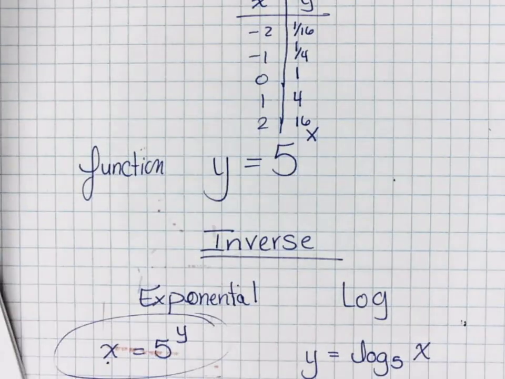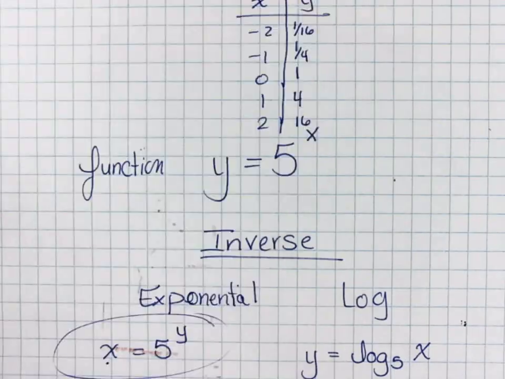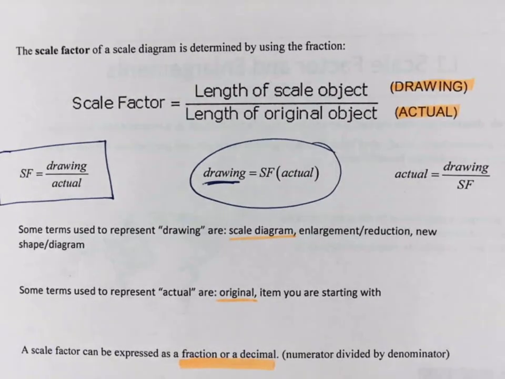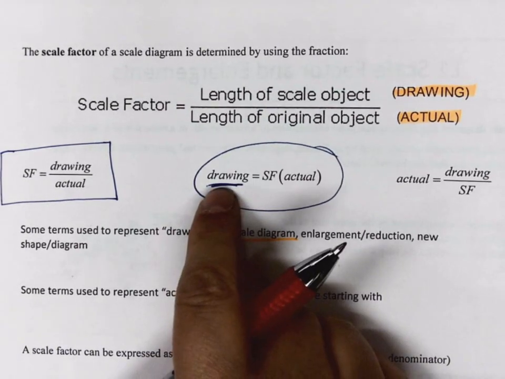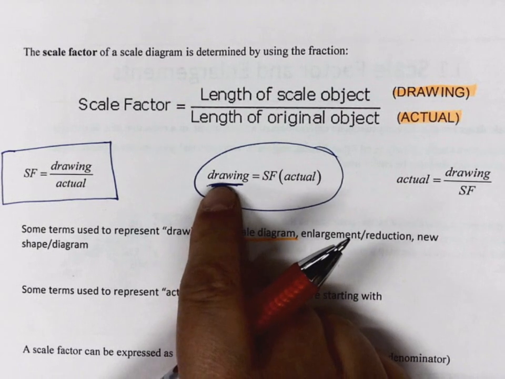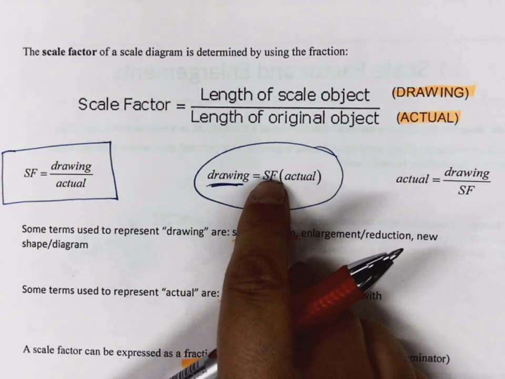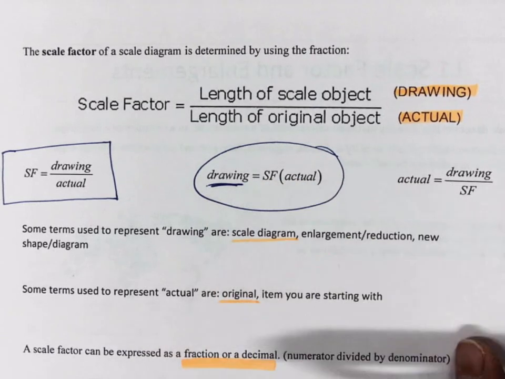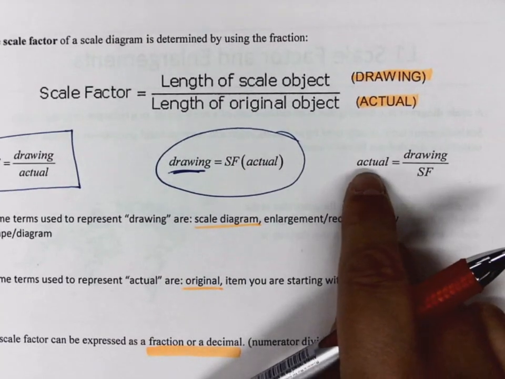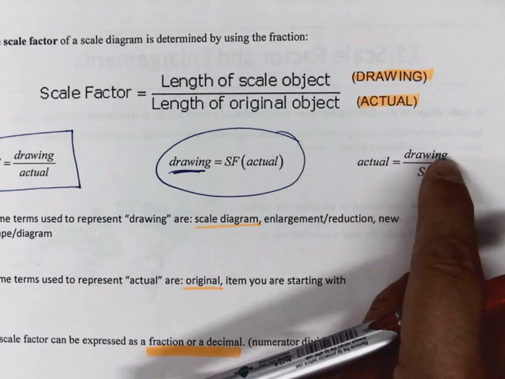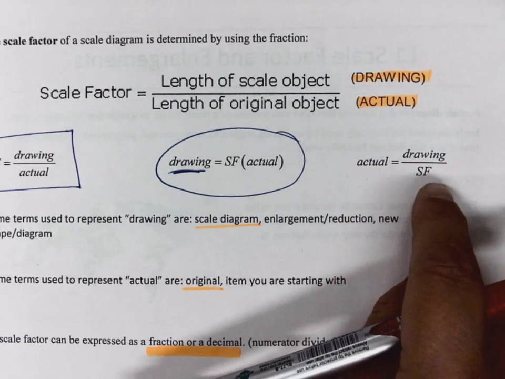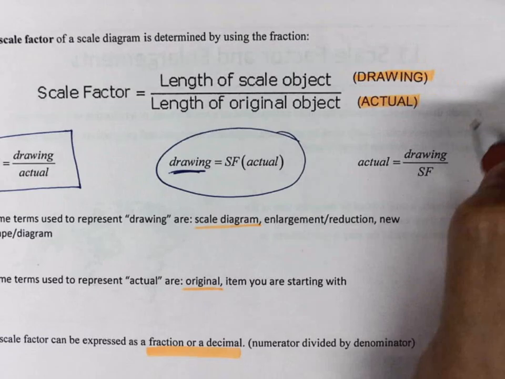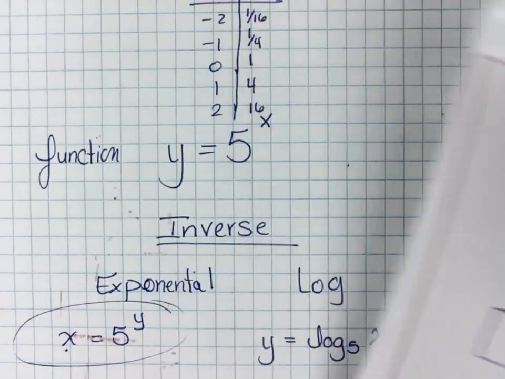If we go all the way back to page 4, these are important. If I want to find a side length on the drawing, I have to take my scale factor and multiply it by the actual or the original side. If I want to find my actual size, I take my drawing side and divide it by the scale factor. So those two are super important.